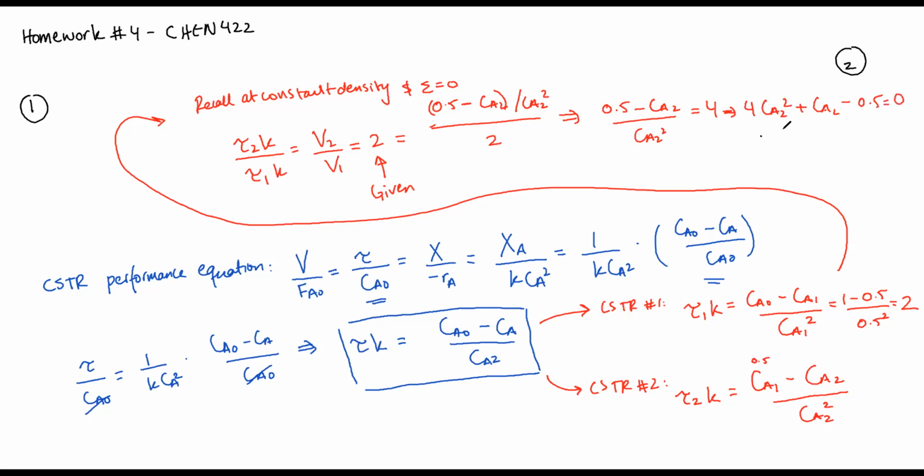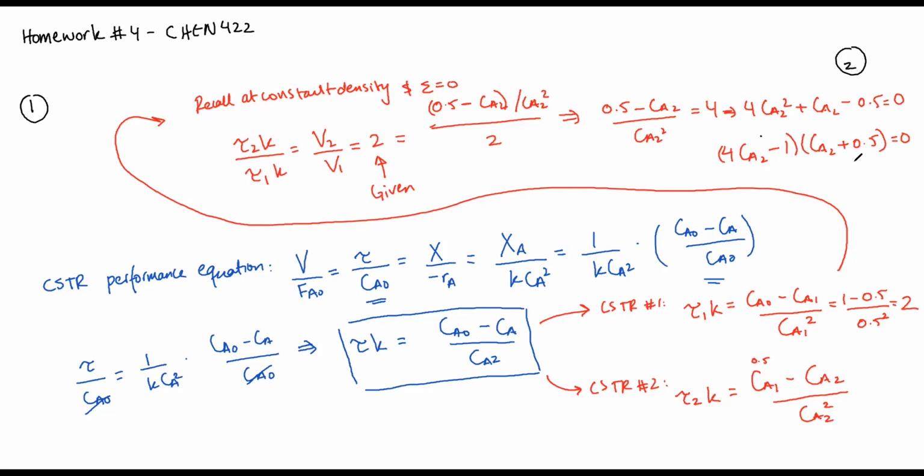So I have a little quadratic here. So this is what? 4 Ca2 minus 1, right? Multiplied by Ca2 plus 0.5 is equal to 0. This makes sense. 4 Ca2 squared plus 2 Ca2 minus Ca2, so I get a 1 here, plus 0.5.